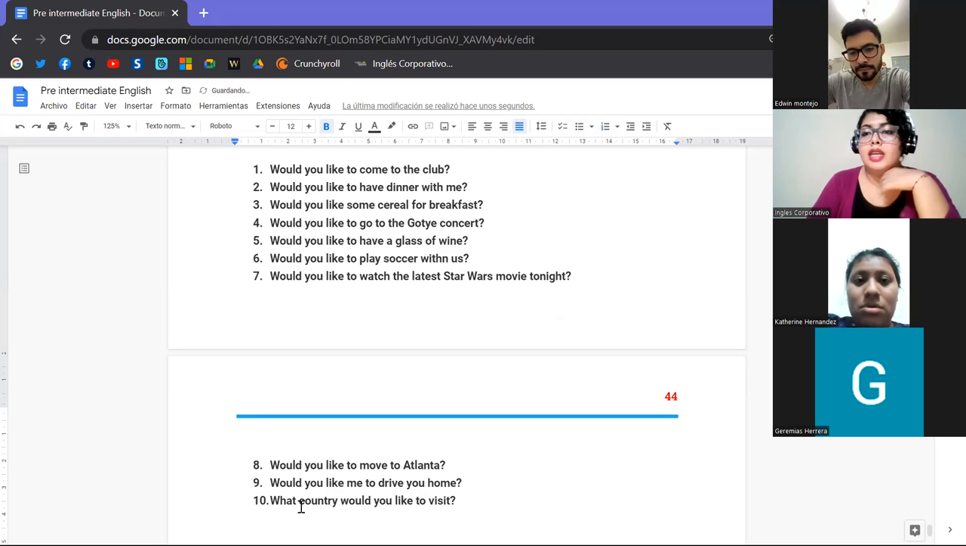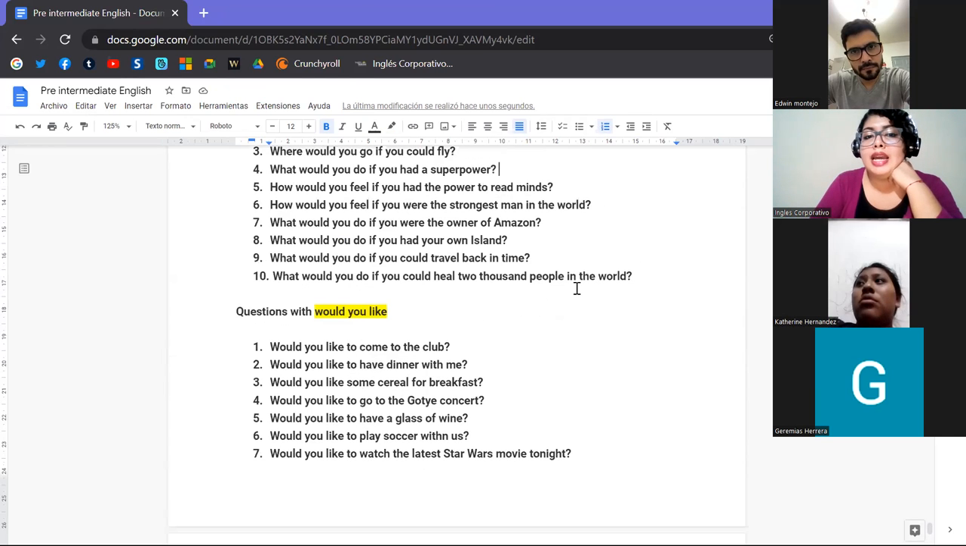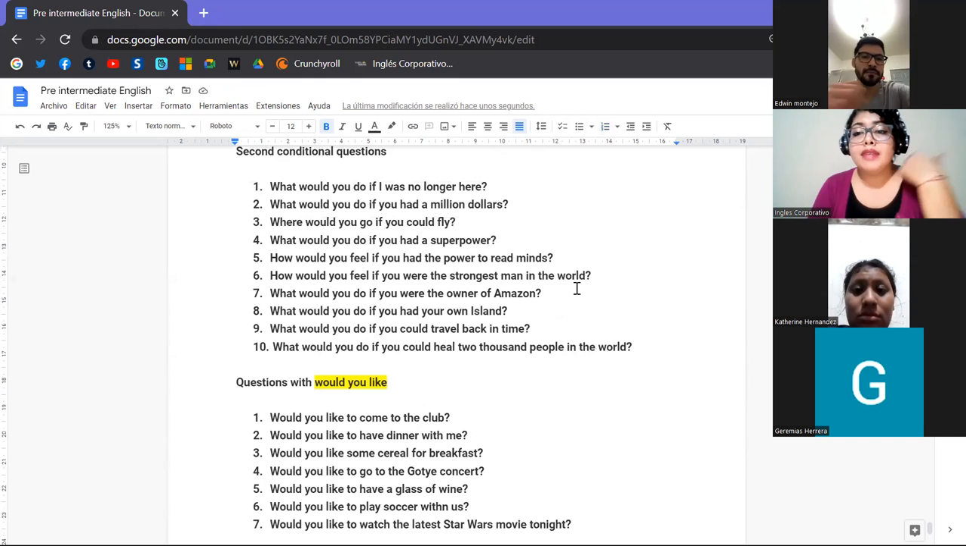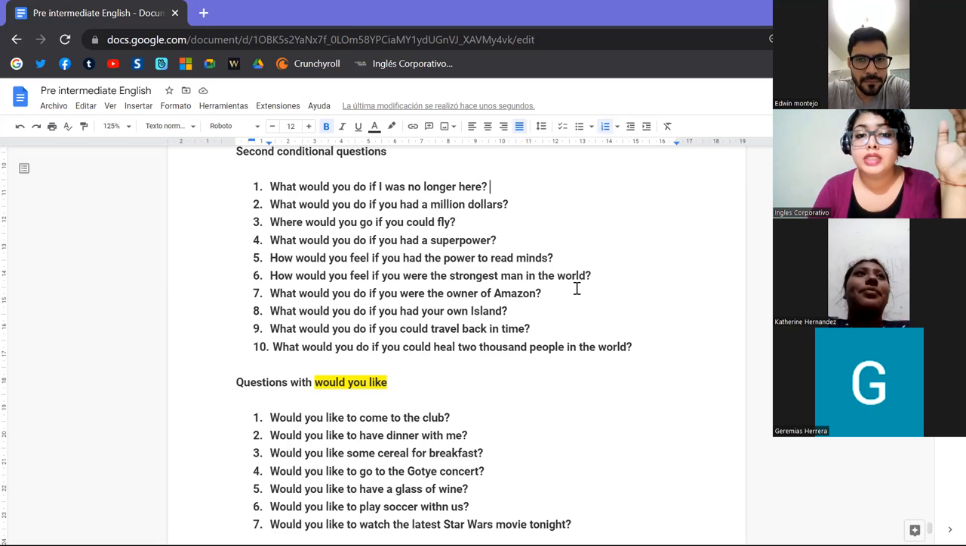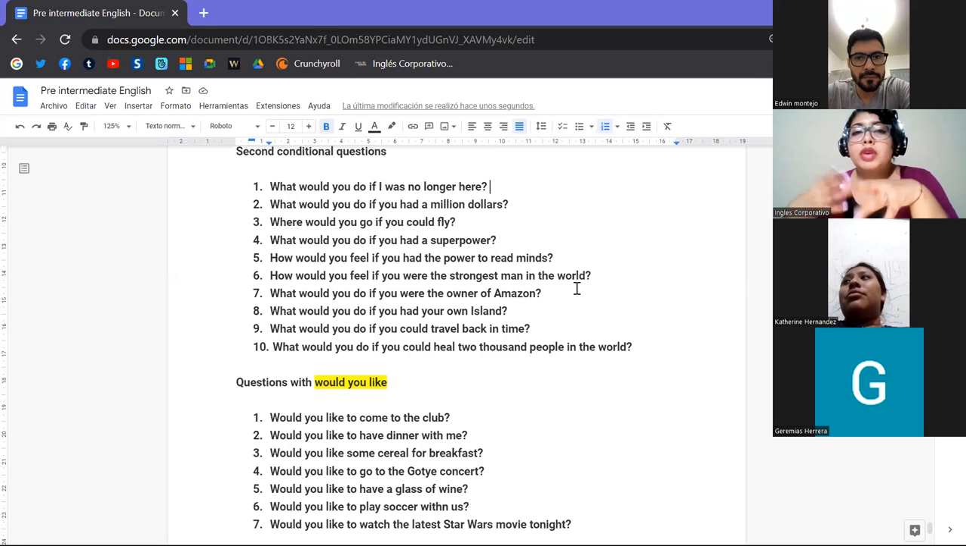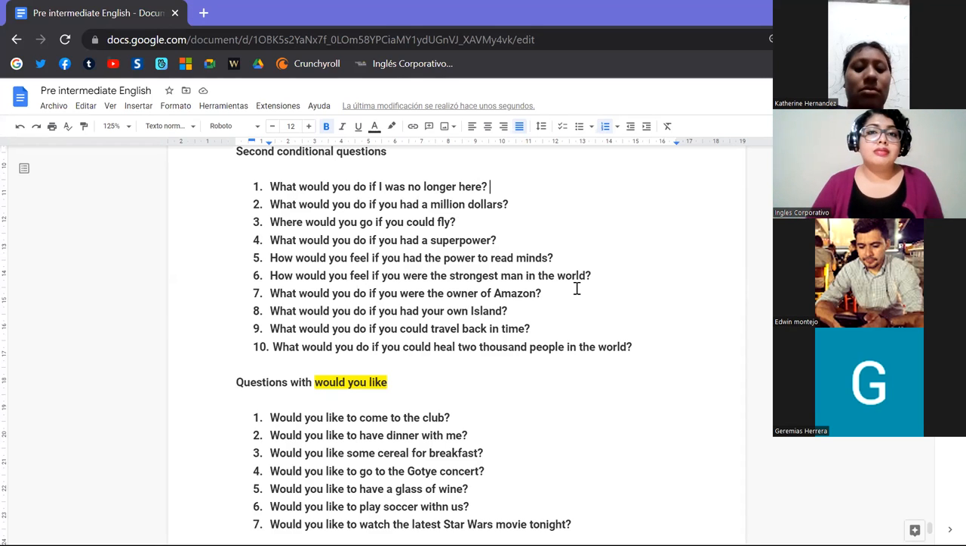Yes, so if you can see, in the first category, that are the second conditional questions and the question with would you like, we have a big difference in the possible answers that we can give to those questions. In the second conditional question, you can choose between ideas, and we can express the things that we are thinking about that option that is given to us. But in the question with would you like, we are just answering yes or no. In that case, it's like a closed question.